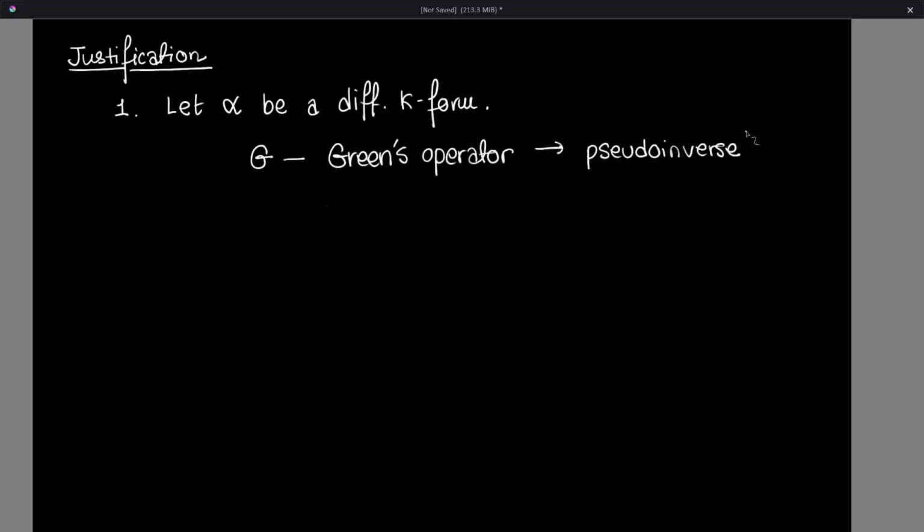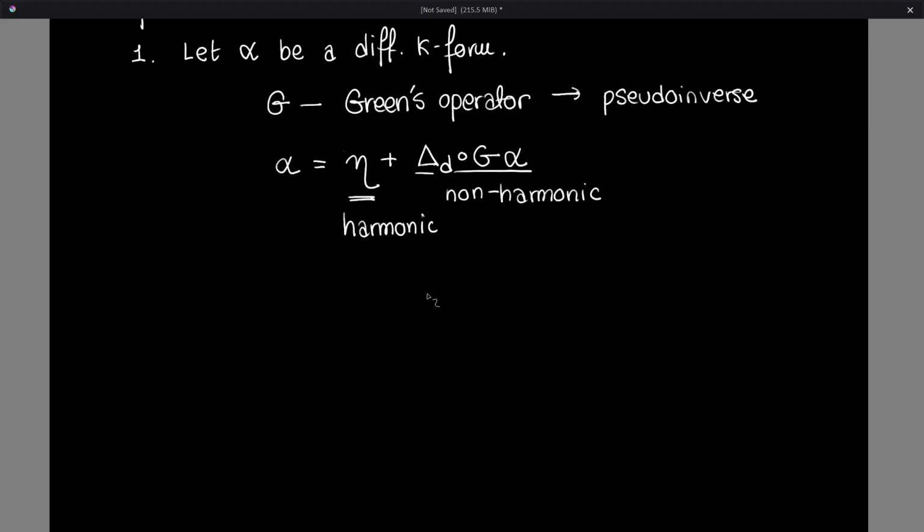So we're going to add the harmonic part of alpha, which we're going to be calling eta. So alpha is equal to eta plus delta d, the d Laplacian, after G. And let's write it like this then, right? After G of alpha, right? So this is the harmonic part, and this is the non-harmonic part.